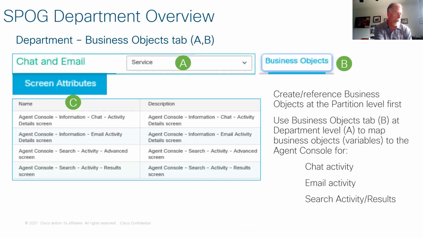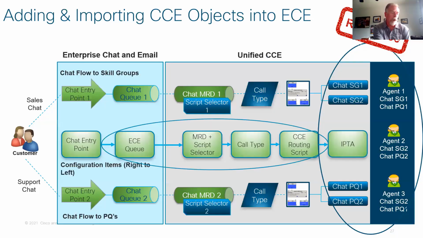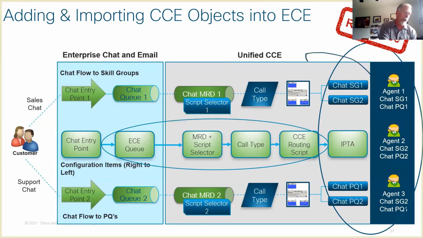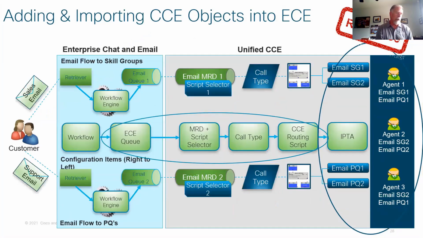Business objects, a bunch of variable information we would talk about. And then ultimately what you would finally do if you had ECE is you'd want to get all these newly minted department-based objects like your agents and your skill groups or your PQs, attributes, etc. Dialed numbers and call types would all be department-based. You'd want to make sure that you have an ability to import those into ECE as the correct objects that are also department-based. And you'd want to do this for chat, as well as the next screen shows you email.